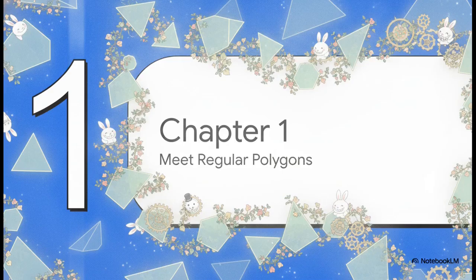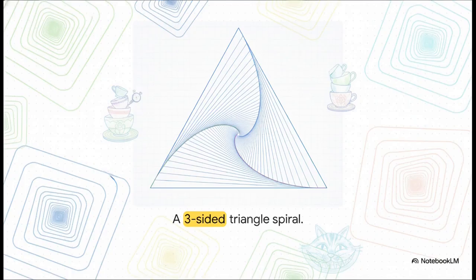Chapter 1. Meet the regular polygons. Before the real magic happens, we need to set the stage by introducing some familiar friends, right before they completely twist away from us. Think about a simple three-sided triangle spiral. What do you notice about its three sides? At the very outer edge, it's just a normal flat triangle. But as you draw your focus to the center, you see how those inner lines start to play tricks on your eyes. It literally looks like the flat shape is suddenly scooping inward, creating three distinct sweeping curves that dive right into the middle.